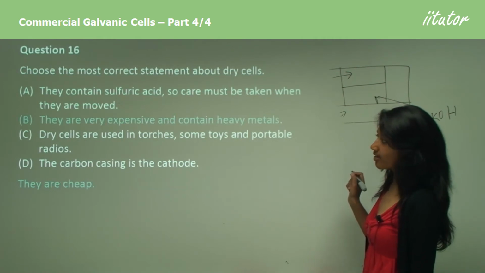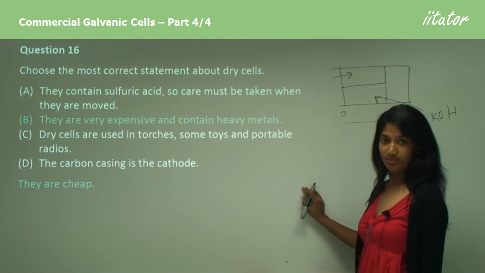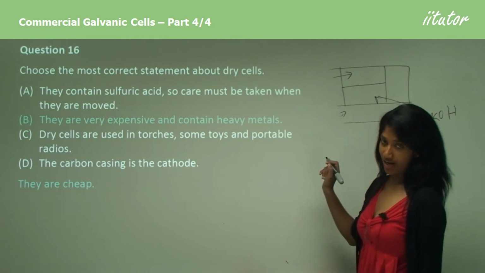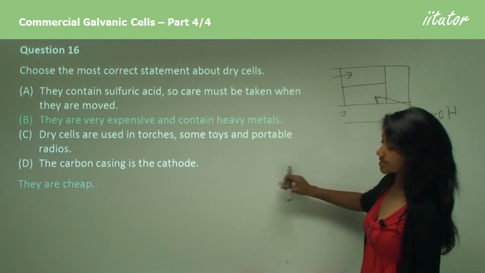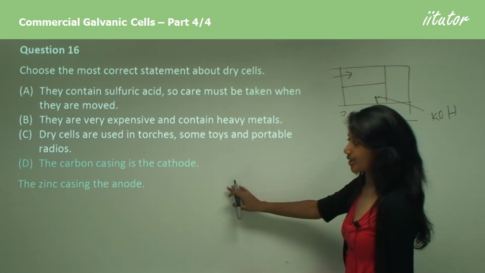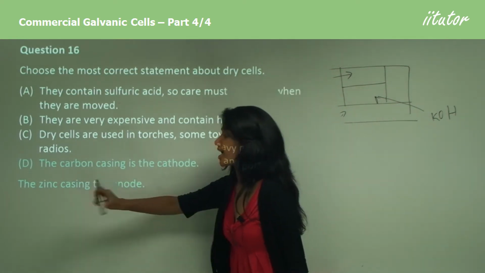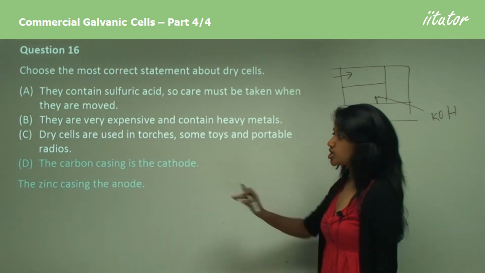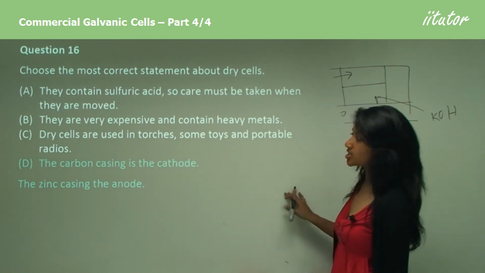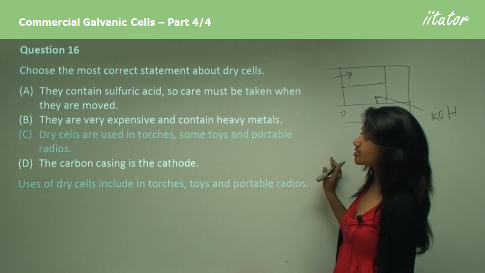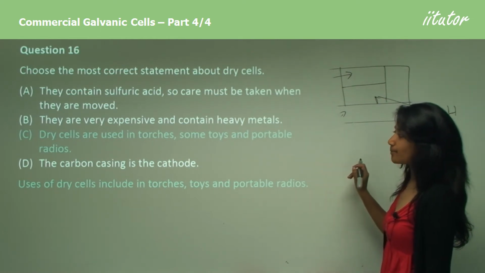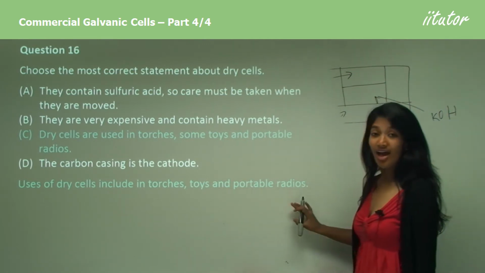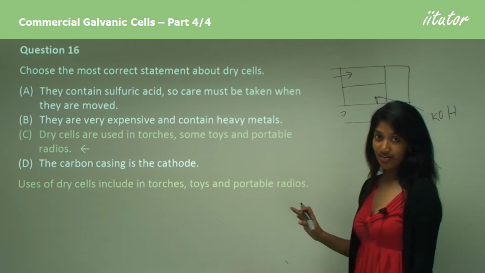Let's go to option B. They are very expensive and contain heavy metal. They are quite cheap and that's an advantage of a dry cell. So that is not correct. We'll go to option D now. The carbon casing is a cathode. It is not a carbon casing, it's a zinc casing and that's the anode. It is a carbon rod, that is a cathode. So option D is incorrect. Let's consider option C now. Dry cells are used in torches, some toys and portable radios. Now that is correct because users of dry cells are torches, toys and radios. So option C is the correct answer.